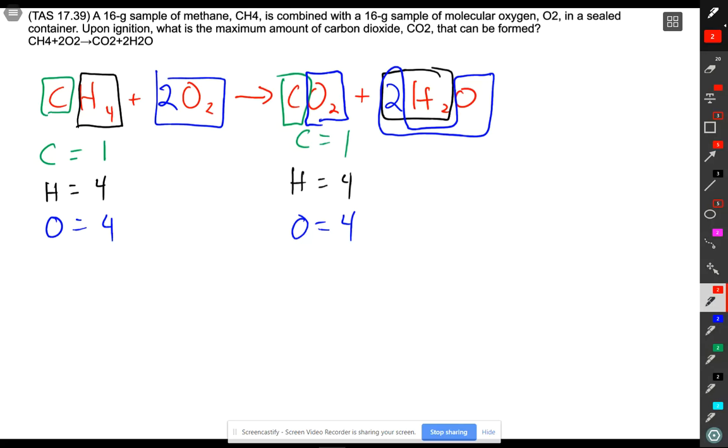Okay, so now we haven't done anything for the question. We've done something that's important to be able to process the question. So the question asks us, upon ignition, what is the maximum amount of carbon dioxide that can be formed?